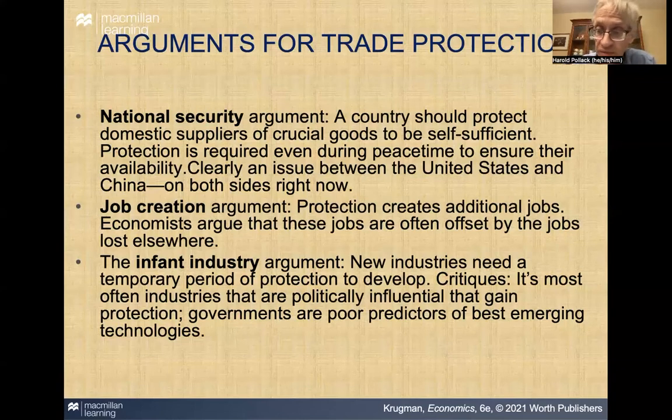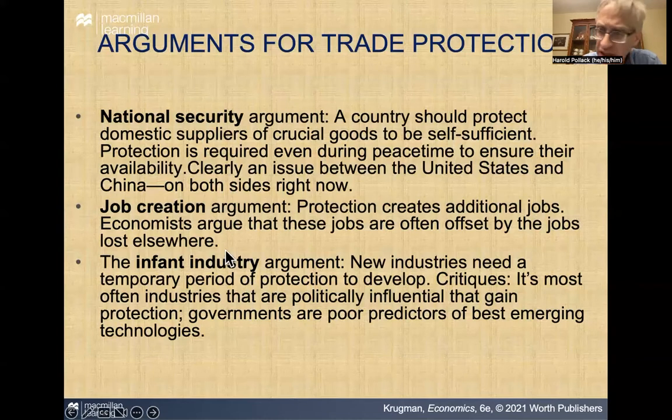There's also a job creation argument. Protection can create additional jobs. Now, there are often jobs that are lost elsewhere in the economy that are less visible, but that's an issue. And then there's what's called the infant industry argument, that new industries may need some period of protection to develop. Now, I must say, economists tend to reject this argument, especially because very often it's the most politically influential industries that gain the most protection. And sometimes those are the industries that have been around a long time and are now very inefficient. Particularly around Europe, you will see this tremendous protection for the steel industry, things like that.